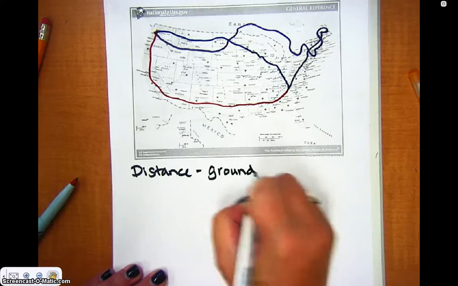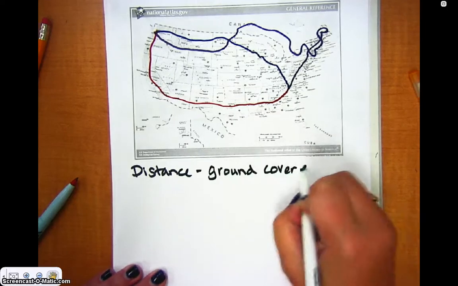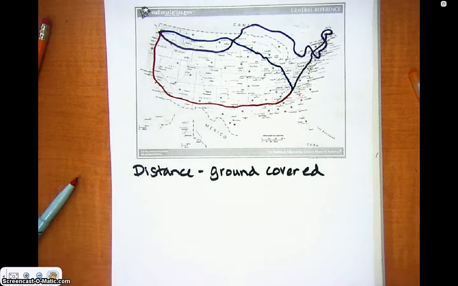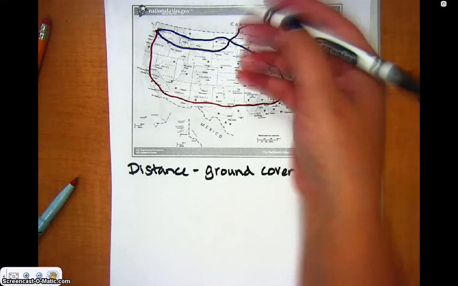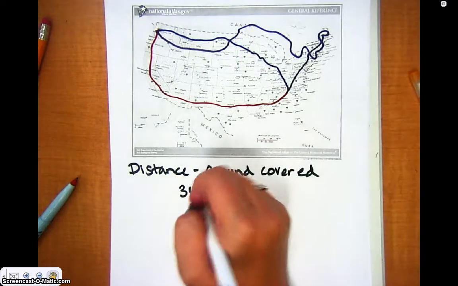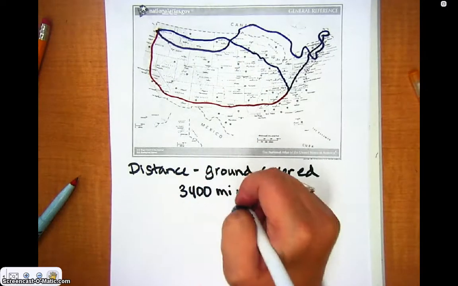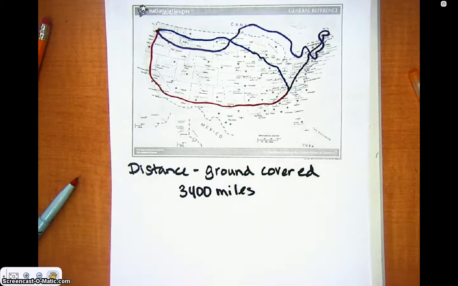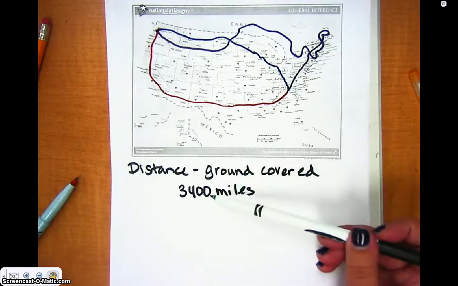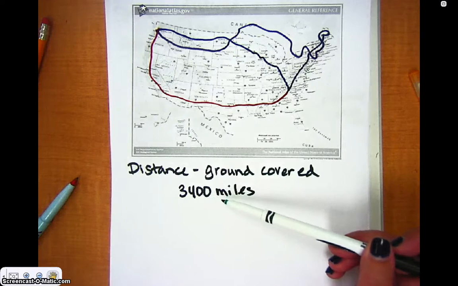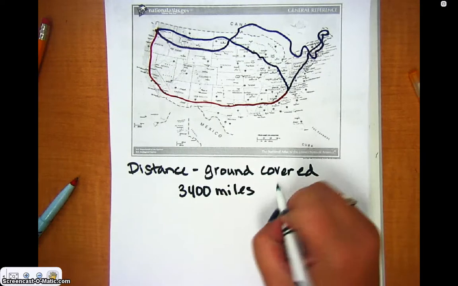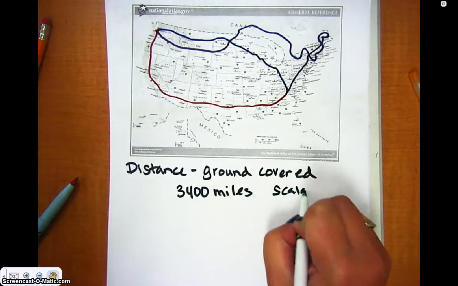So distance is the ground that the car has covered, right? It would be what your odometer read, how many miles you've gone. And if I was going to say a value, I would say like, I don't know, 3,400 miles, right? So notice that expression has a number and it has a unit with it, but it doesn't have a direction. So distance is actually a scalar.